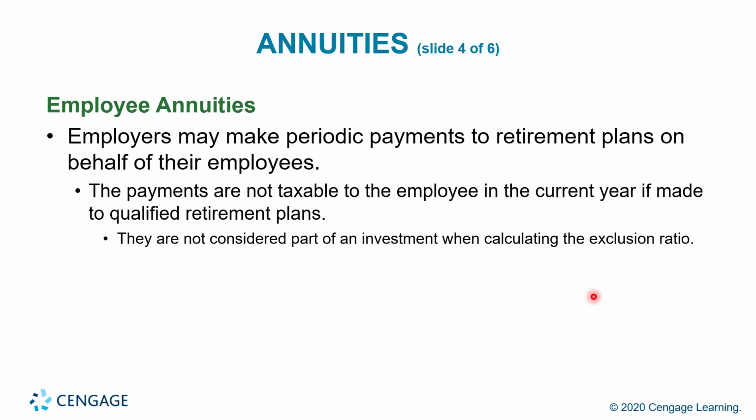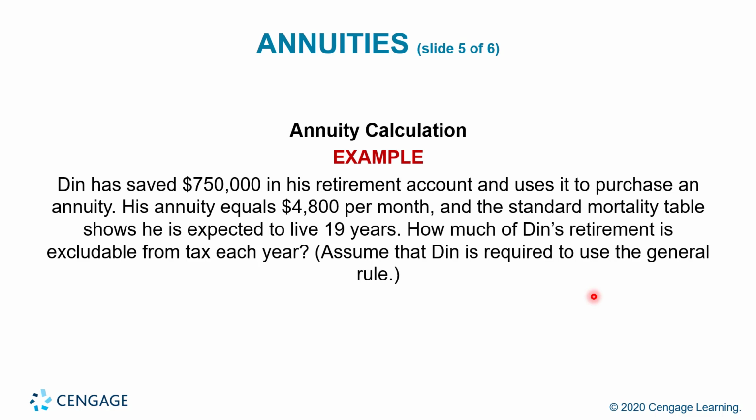So employee annuities, again, employers may make periodic payments to retirement plans on behalf of their employees. The payments are not taxable to the employee in the current year if made to a qualified retirement plan. They are not considered part of the investment when calculating the exclusion ratio. These are employers' payments.